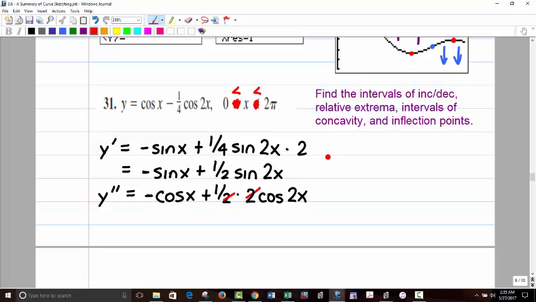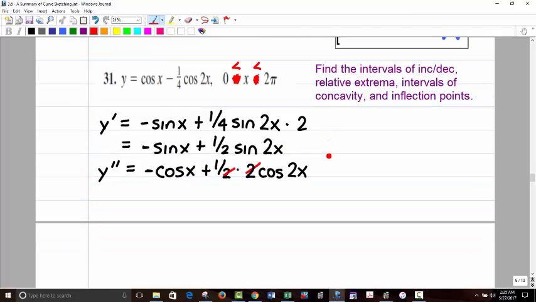Here's another trig one. The derivative will be negative sine of x. Don't forget the chain rule here. The derivative of cosine of 2x is negative 2 sine of 2x. So therefore, the negative created by the derivative will change that negative to positive. And the 1/4, there's that 2 I was telling you about. Now I'll combine them together. 2 times that 1/4 will make 1/2.